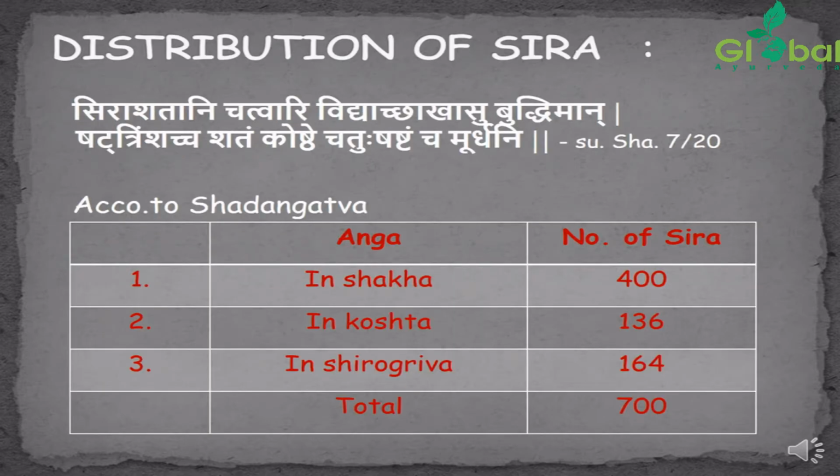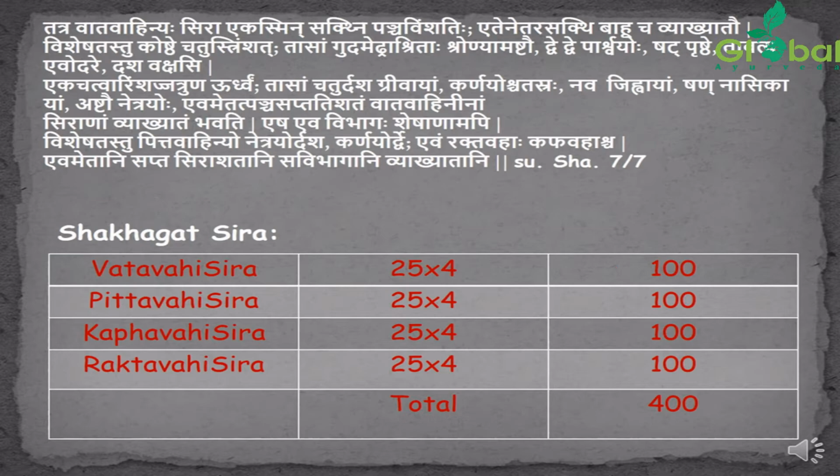Now, distribution of the Sira. In the Shakha, there are 400 Sira. So in each limb there are 100 Sira. Among them, 25 are Vataha, 25 are Pittvaha, 25 are Kapvaha, and 25 are Raktvaha. In the Koshtha, there are 136 Sira, again divided into Vataha, Pittvaha, Kapvaha, and Raktvaha. As well, in the Shirogriva there are 164. So the total number is 700 Sira.